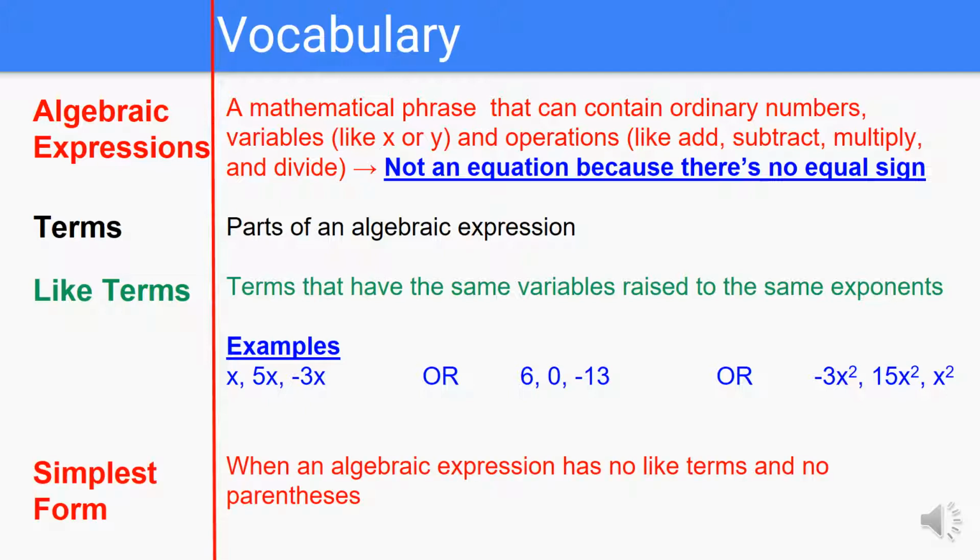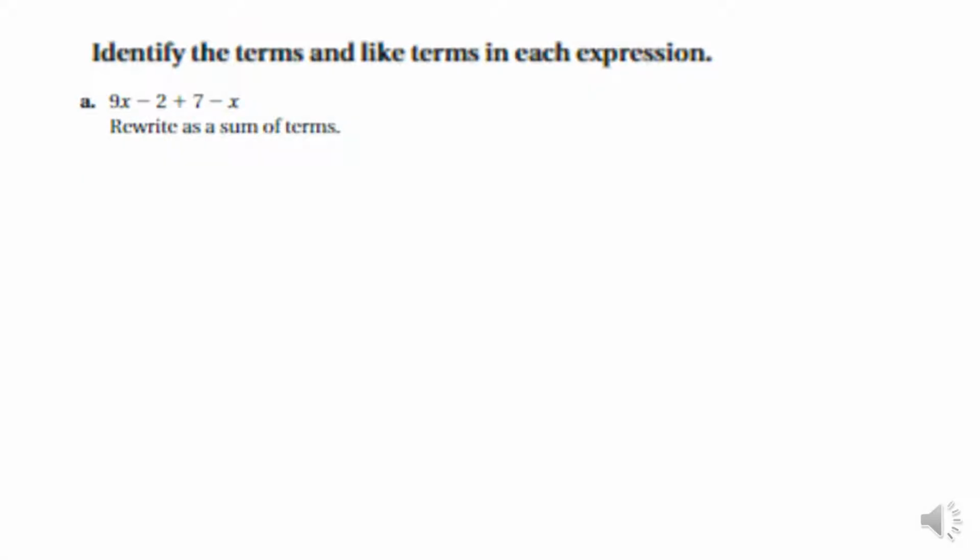Simplest form. It's not the simplest thing, but it's called the simplest form. This is when an algebraic expression has no like terms and no parentheses. Everything's been simplified. We have either combined the like terms or distributed when there's a parentheses, or maybe even we've done both. Simplified.